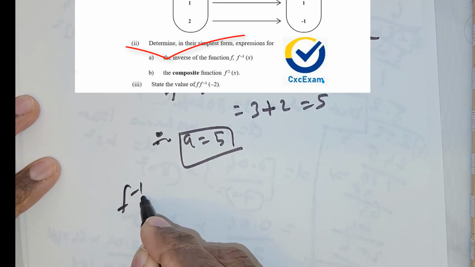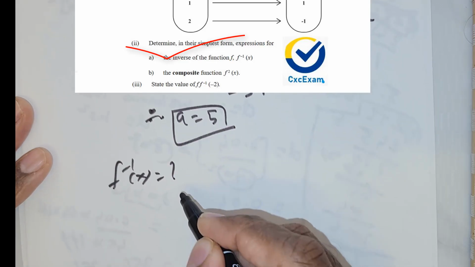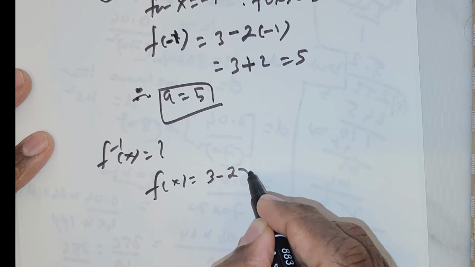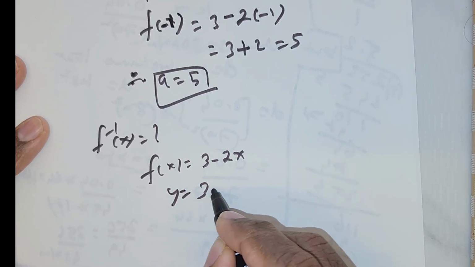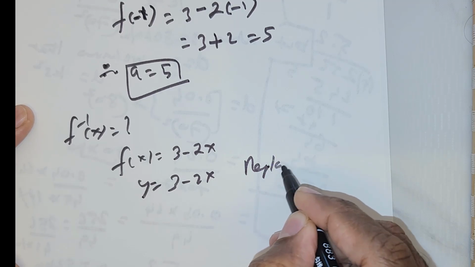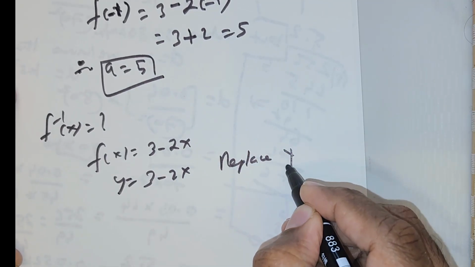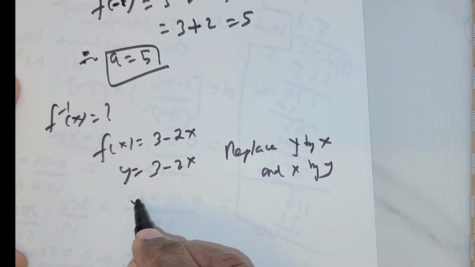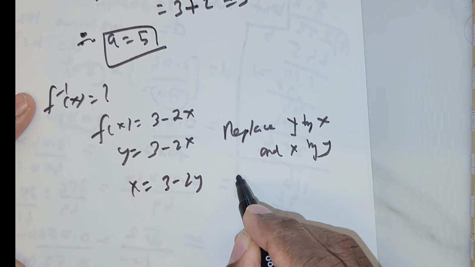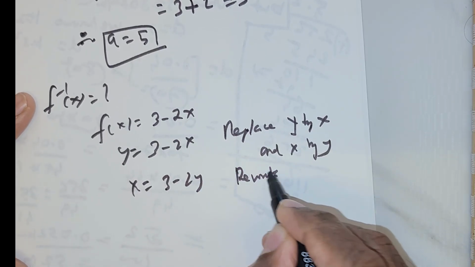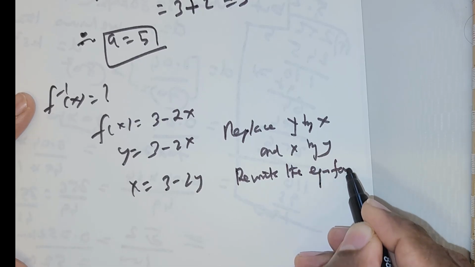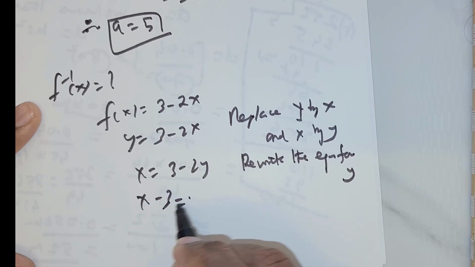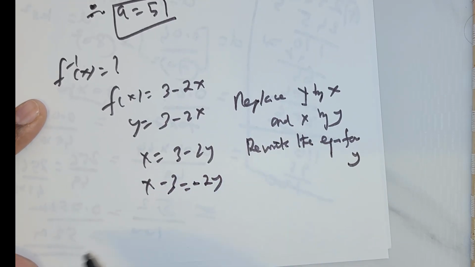Okay, so this is the next question. We are expected to find f inverse of x. Now we are given f(x) is equal to 3 − 2x. I can take this as y is equal to 3 − 2x. Now to get the f inverse, I will replace y by x and x by y. So x is equal to 3 − 2y. Then you have to rewrite the equation for y. So I move the 3 to the other side. I get x − 3 is equal to −2y.